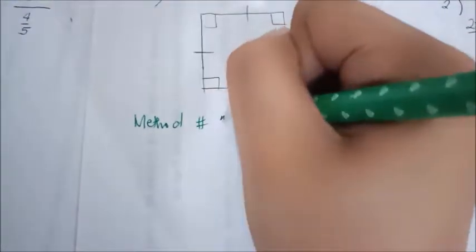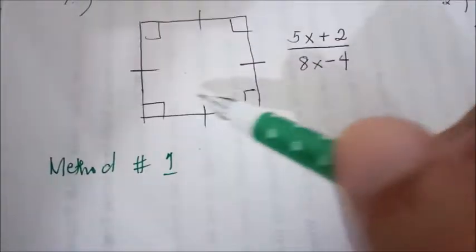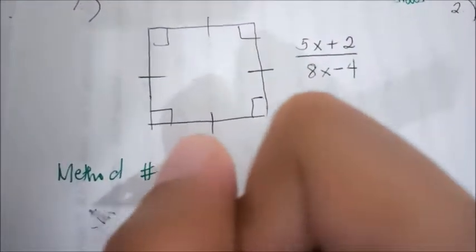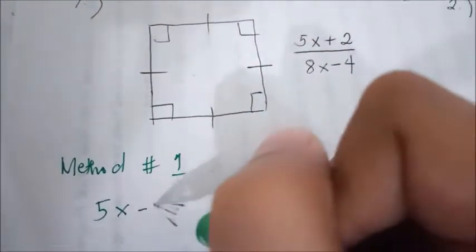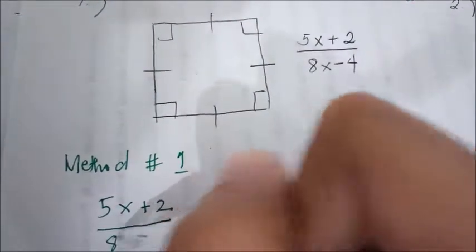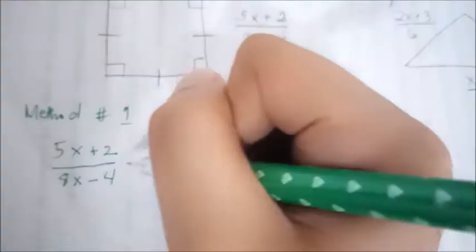Method number 1. If we add the sides, tandaan you have 4 sides at ang markings na to, ibig sabihin, they are equal. So, we have 5x minus 2, plus 2 over 8x minus 4. Sulat natin yan ng 4 na beses.